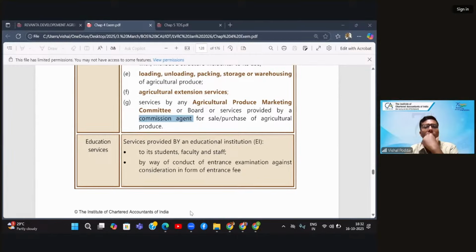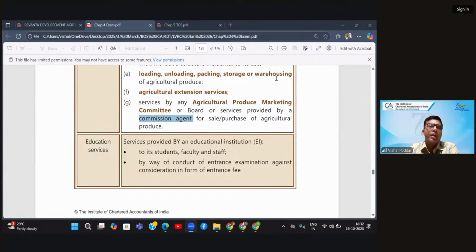So Gita has a pointer. Yes, Gita, you're right. Gita says these services are exempt for warehousing facilities provided by a person and not by agriculturists. Correct. So wherever we are reading that agriculture related warehousing storage is exempt, here the agriculturist is not having the warehouse. In fact, the agriculturist is using the warehouse of some other person.